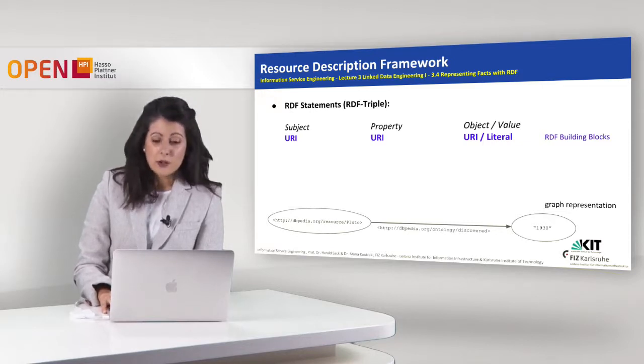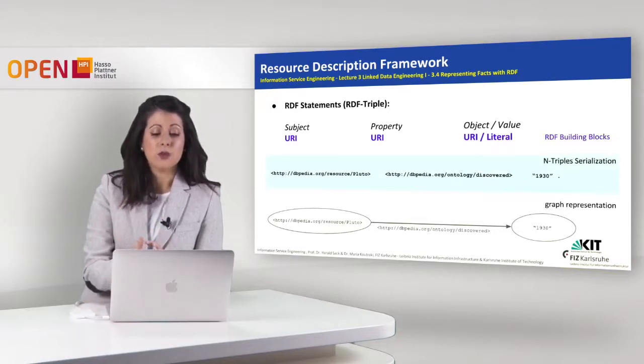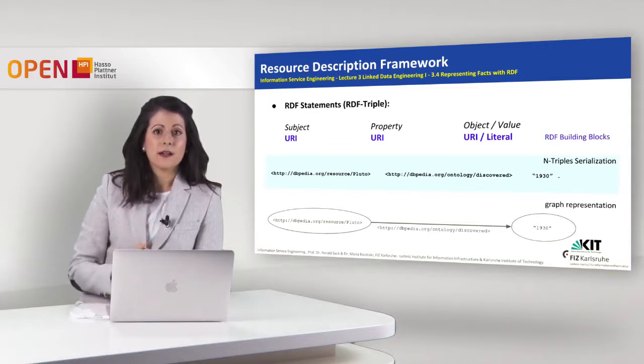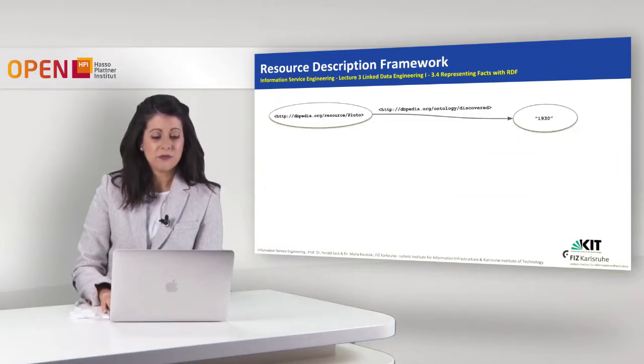The same thing can also be represented in another way. Here we have exactly the same knowledge encoded, but in a different way of representing it. This is an N-Triples serialization of exactly the same knowledge we have with the graph representation.